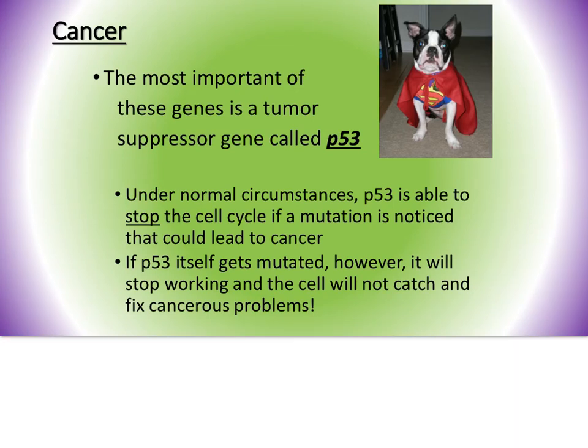Now, the most important tumor suppressor gene, really the most important mutation of all that we're aware of, is a mutation in P53. I'm not real sure what Samson's picture has to do with this. It's a funny picture. P53.